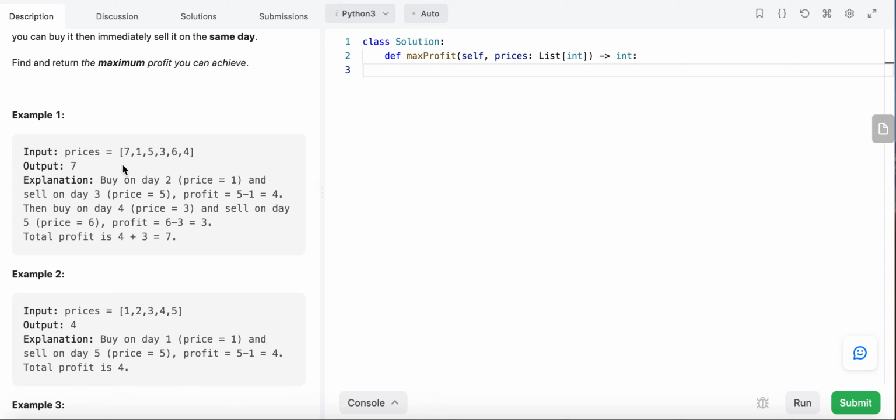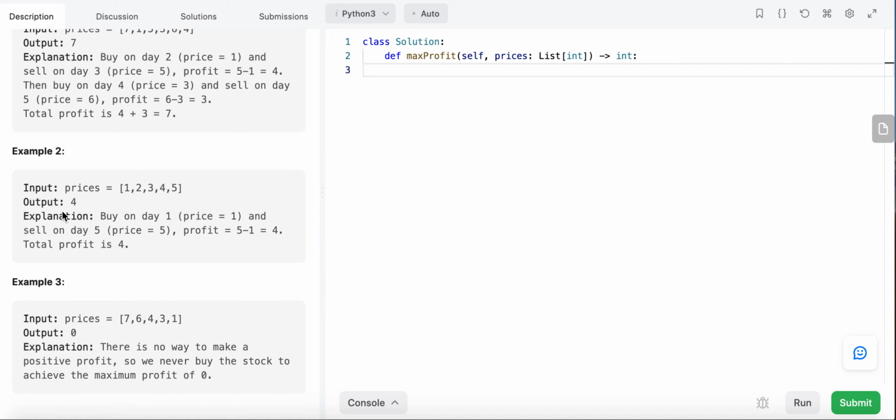Example 1. Prices equals [7, 1, 5, 3, 6, 4]. The output is 7. If you buy on day 2, when the price is 1, and sell on day 3, when the price is 5, you gain 4, profit equals 4. And then buy on day 4, when the price is 3, and then sell on day 5, when the price is 6. Then the profit is 3, and the total profit is 4 plus 3 equals 7.